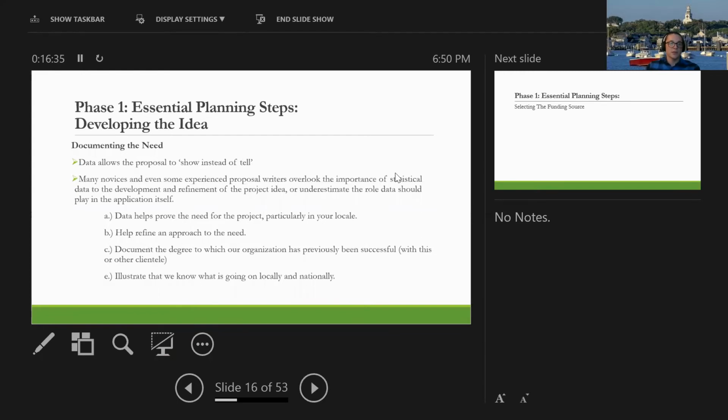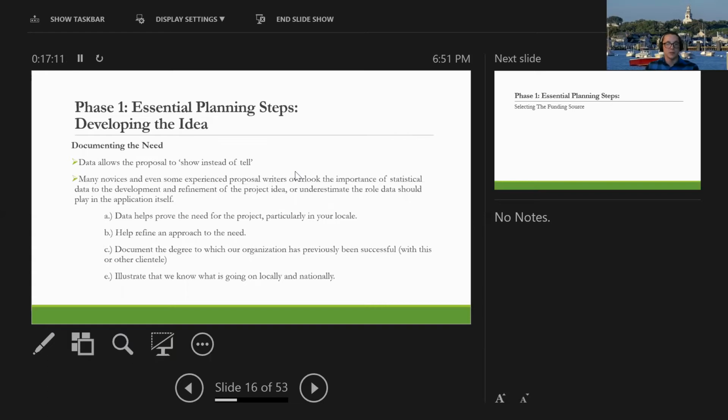And so documenting that need, again, we keep coming back to that need. Data allows the proposal to show instead of tell. Listen, we've been hearing this since grade school when it comes to writing, show versus tell. Data is tangible. Data reflects the true need within the community. It's not enough to tell your prospective funder that you have at-risk youth within your community that need X, Y, and Z. You need the data, the statistics to back that up.